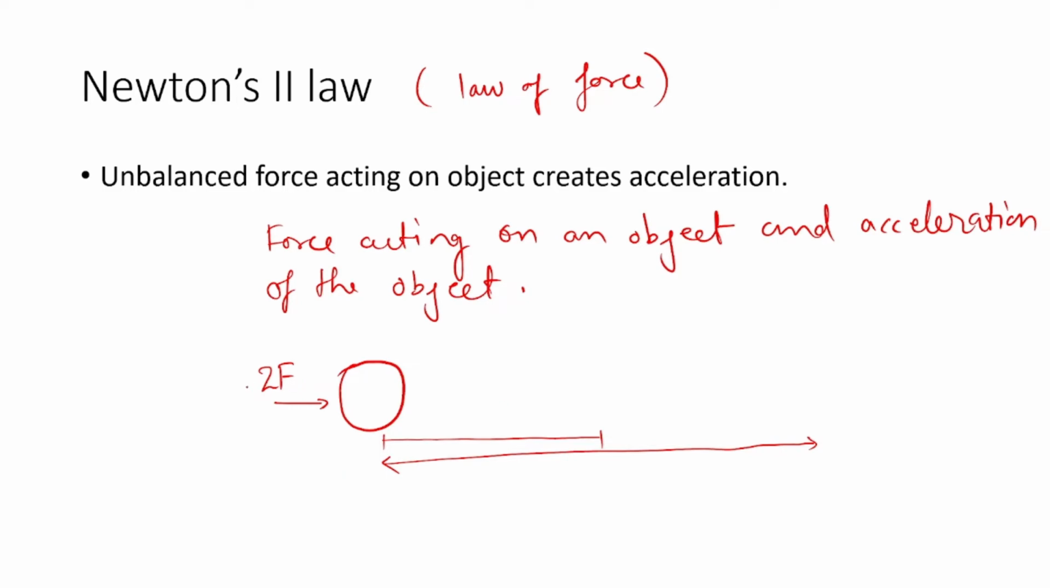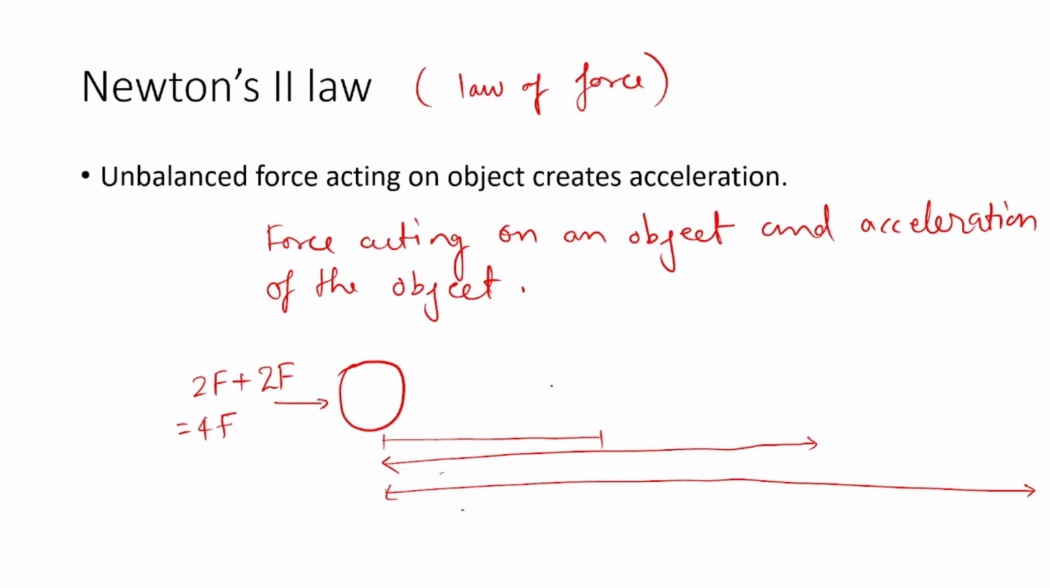If you make this force now 2F additional, it means now the force becomes 4F. So 2F plus 2F, the force becomes 4F. In that case, this ball will move even faster and it will cover a longer distance. So what you can see is the more force you apply, the faster the ball will move. And this is what Newton's second law is.